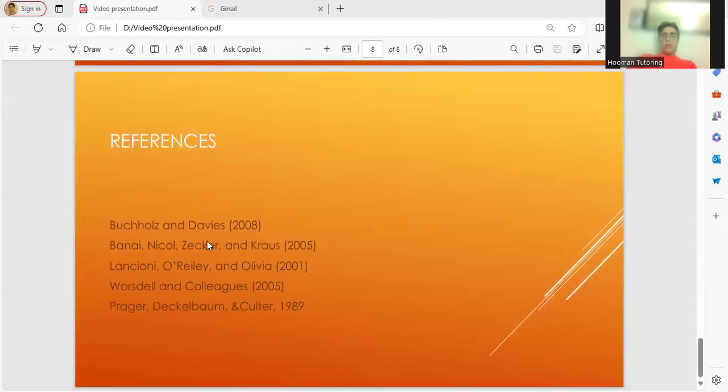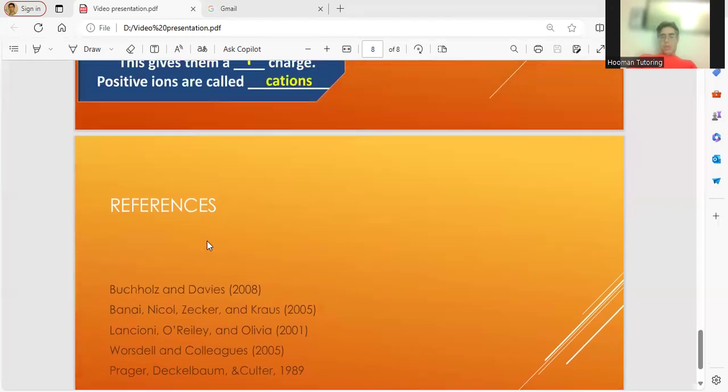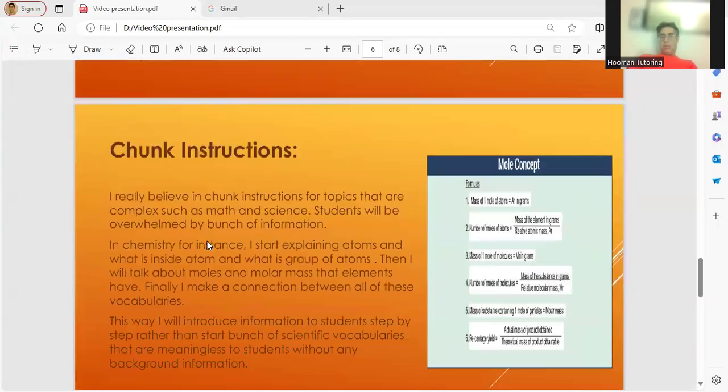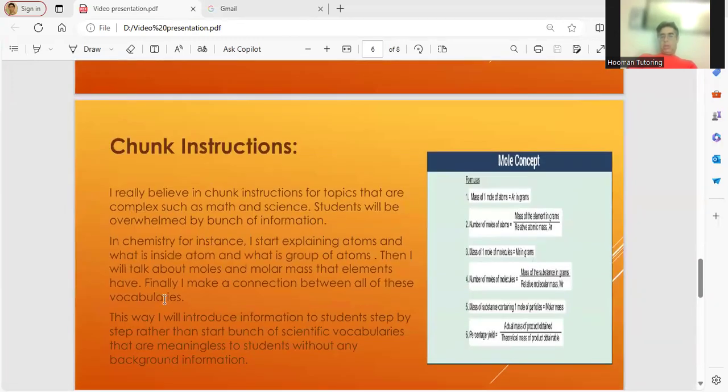There are some references that are used in this study, which are the ones that I got from the book on inclusion, especially inclusion strategies, second edition. So the students can learn these topics.